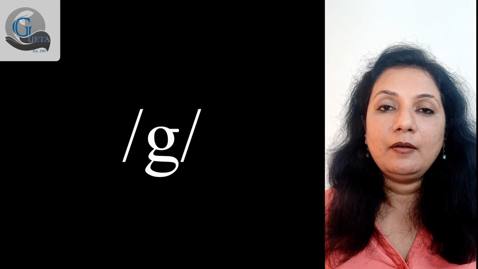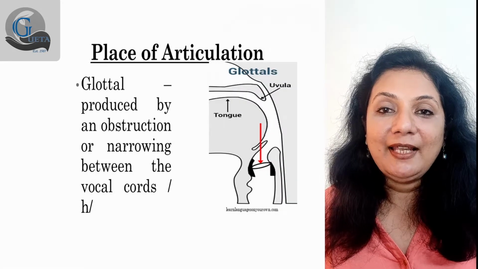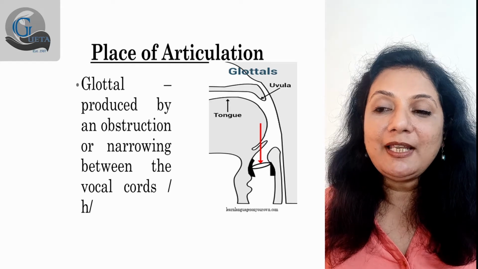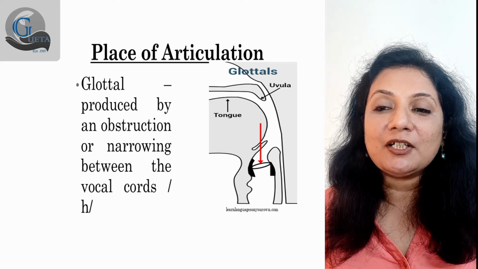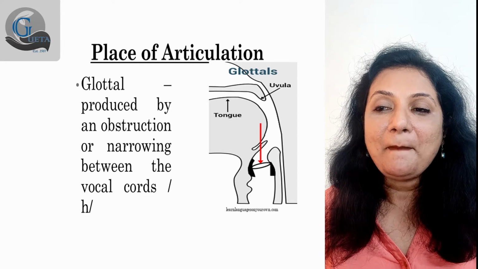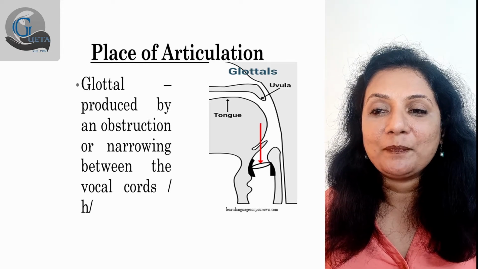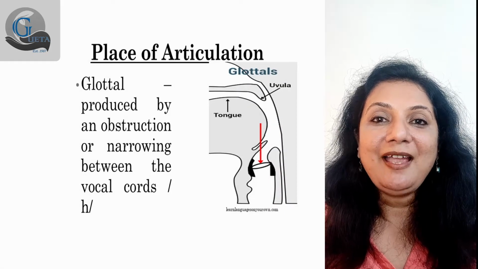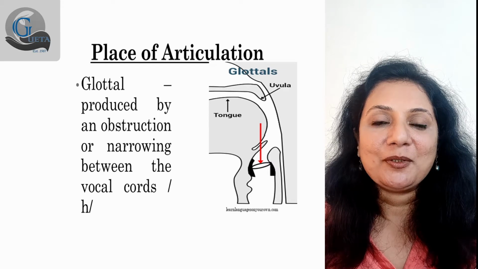K, g. Then the next sound is glottal. Glottal is produced by an obstruction or narrowing between the vocal cords. Ha, ha. Can you see how the air escapes through the mouth? So that is glottal sound.